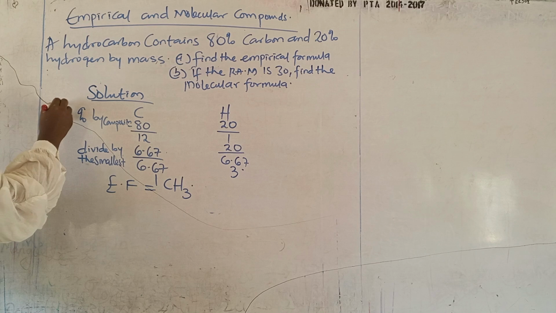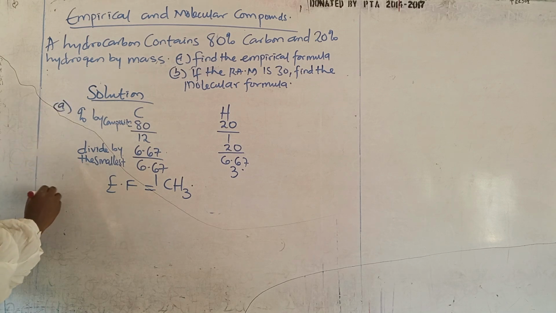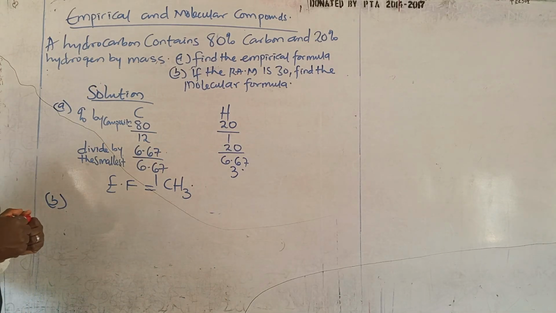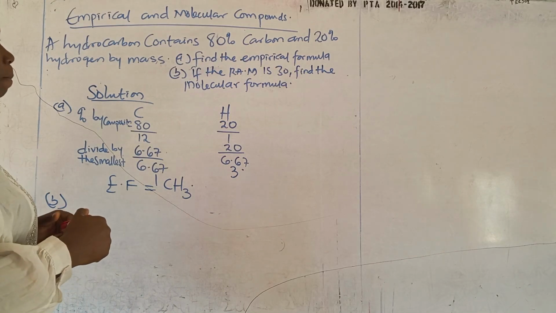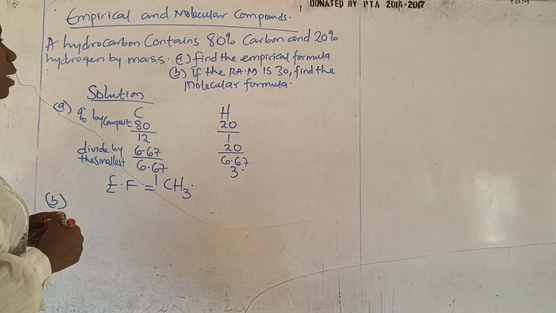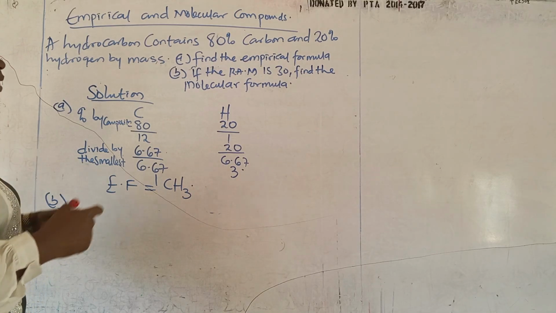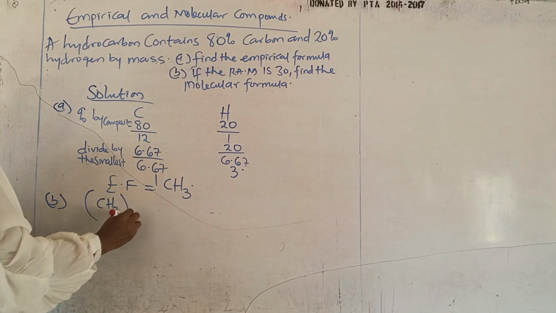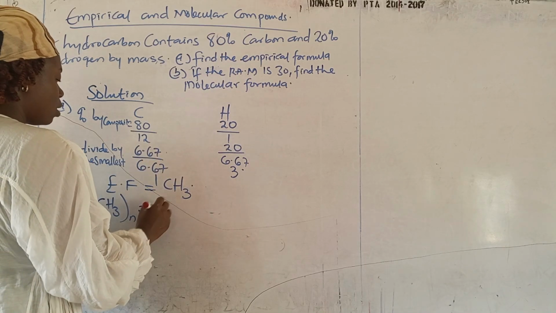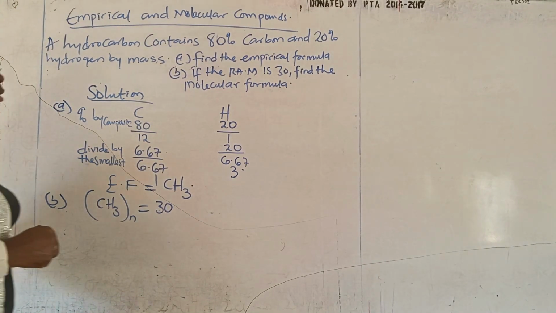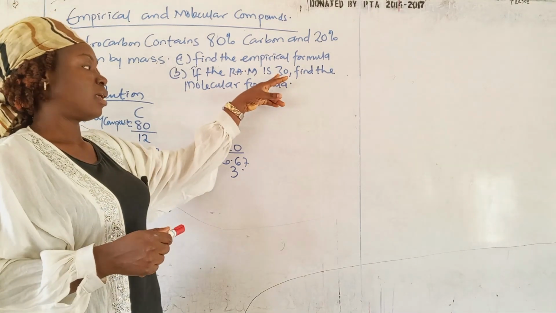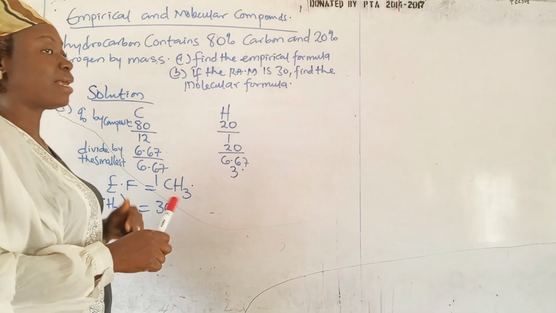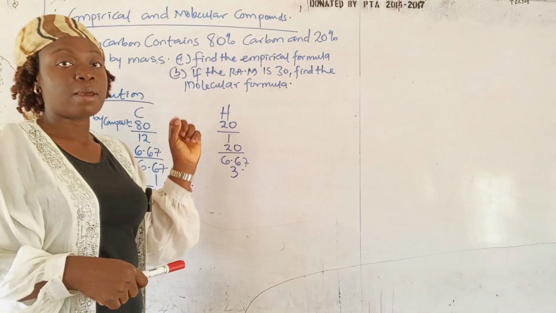So we are done with the first part of the question. The second part says we should find, if the relative molecular mass is 30, the molecular formula. So I'm going to do CH3 bracket N equals 30. But mind you, there are some questions that will give you vapor density. Anytime they give you vapor density instead of relative molecular mass, make sure you multiply by 2 before you go ahead with the value.